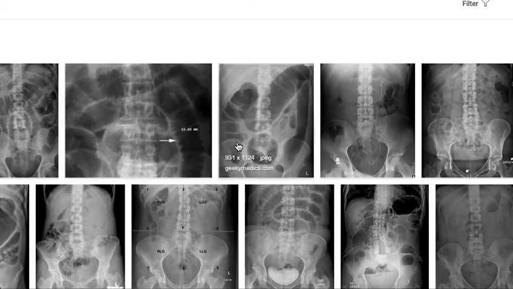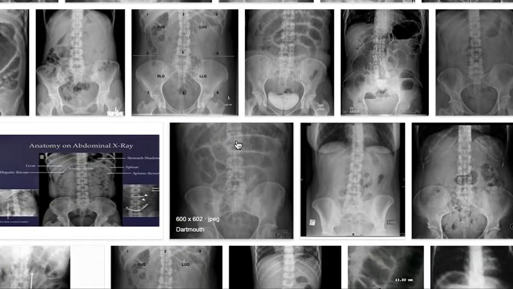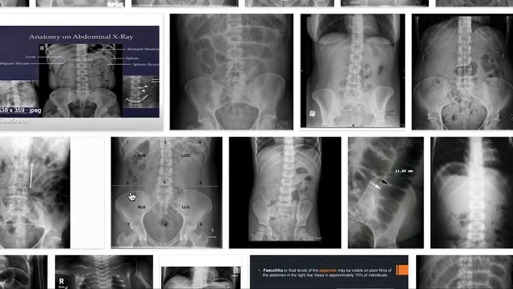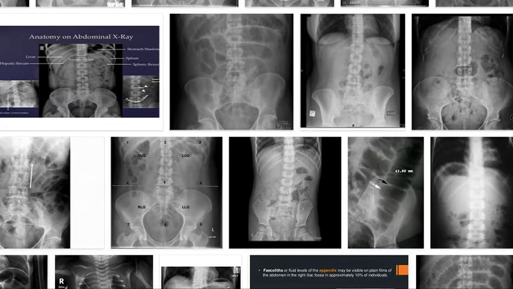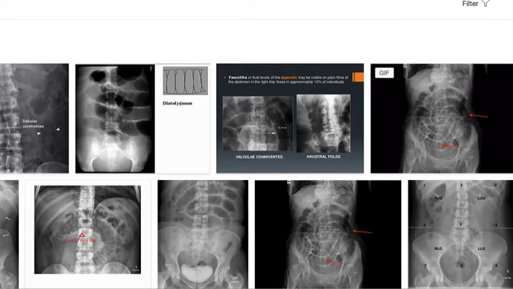Okay, or you can see over here, these are called as what? Haustra. So they are present on both sides, okay? And the small bowel has valvulae conniventes, okay? So the small bowel has valvulae conniventes, okay, see this one.